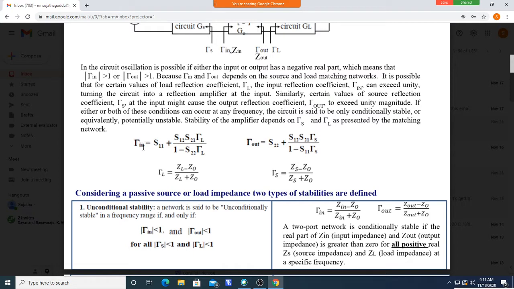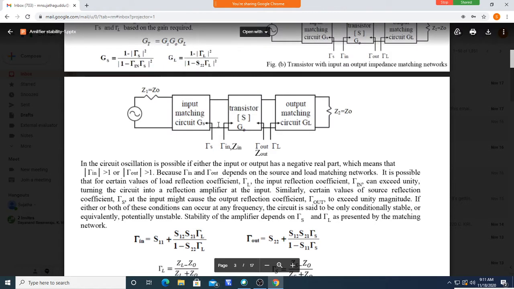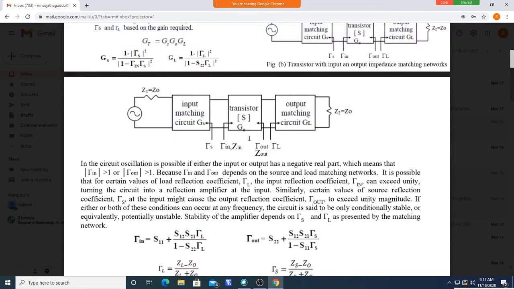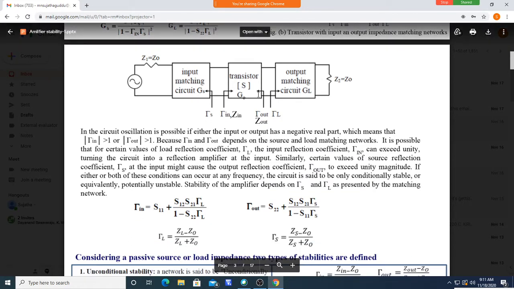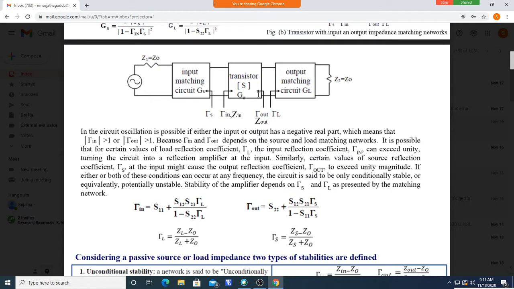If this tau in becomes greater than 1, the amplifier starts oscillating. Oscillating means the gain may not be retained at the same value you set. For example, we set it at 15 dB, but it may not remain at 15 dB. It may increase, it may come down, or it may get saturated. Usually oscillation takes place and the gain goes on increasing. Finally, it may saturate and not be the required value. So tau in should be less than 1.